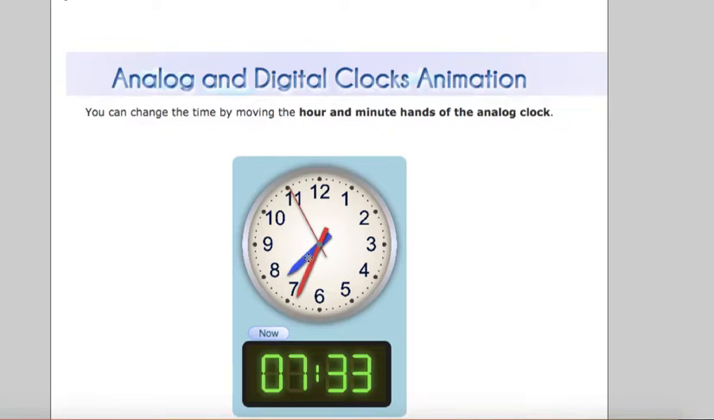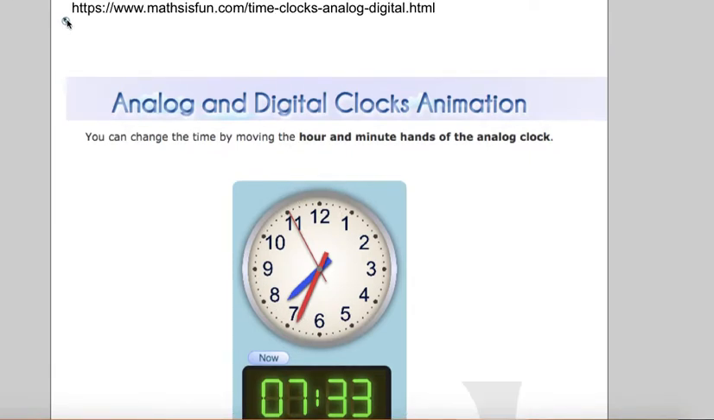So the short hand is the hour hand, and the long hand is the minute hand. And then we have that ticking seconds hand that would go around. So when people say clockwise, what they mean is this direction, because this is the direction that all 3 hands go. So that is clockwise.